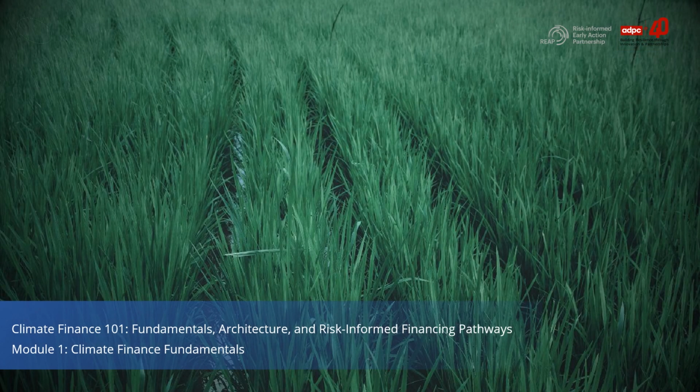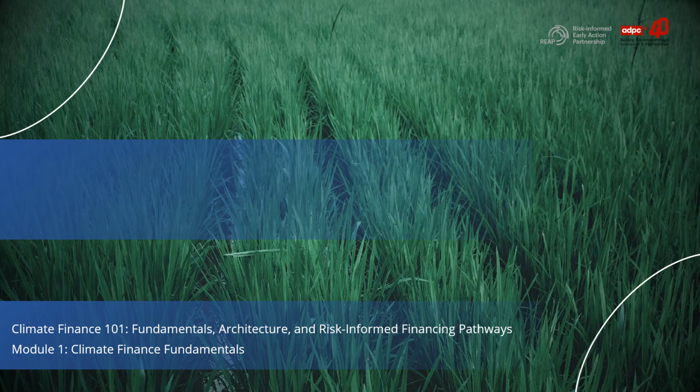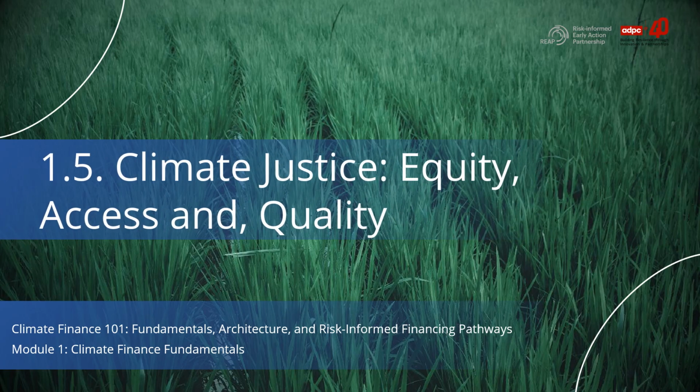We now move to one of the most important dimensions of climate finance, justice. Countries and communities have contributed differently to climate change. They also have different capacities to respond. Many of those facing the highest risks have contributed least to the problem and have the least fiscal space to finance adaptation, preparedness, early action, and recovery. This means climate finance must be assessed not only by how much is mobilized, but by whether it is adequate, accessible, affordable, predictable, non-debt inducing where appropriate, and responsive to vulnerable people and ecosystems.